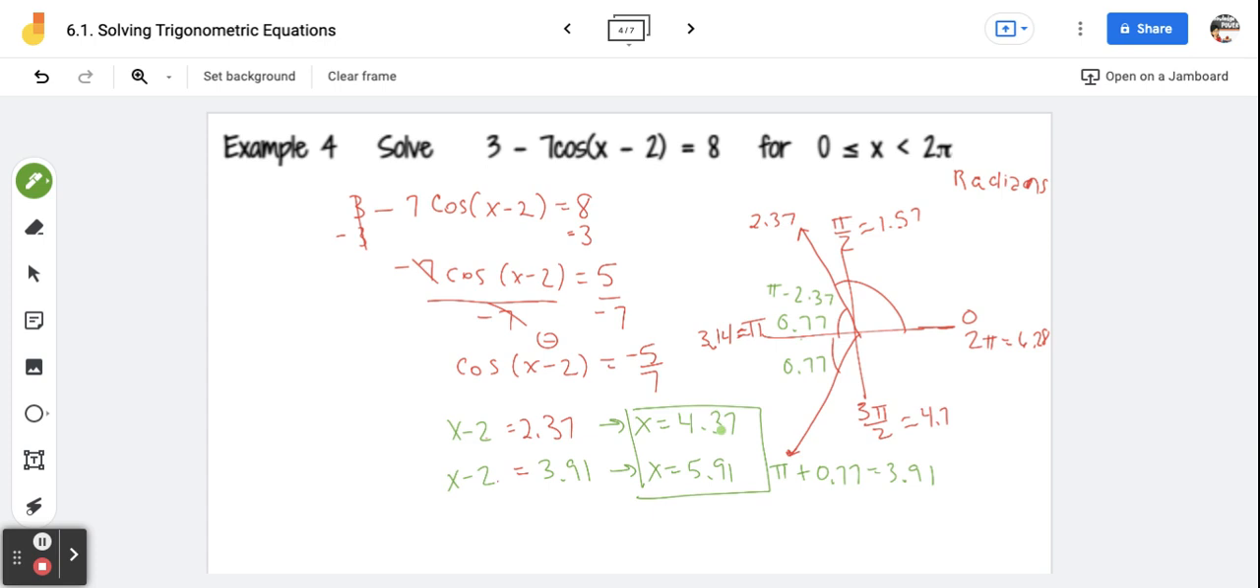All right, so now if you think about it, if you put your 4.37 back in, subtract 2 from it, you get 2.37. The cosine of 2.37 is -5/7. You put 5.91 in here, subtract 2 from it, it's 3.91. The cosine of 3.91 is -5/7. So you could check that. You could easily check that on the calculator and see if those are equivalent. All right.